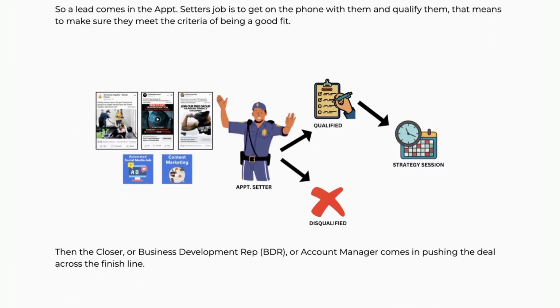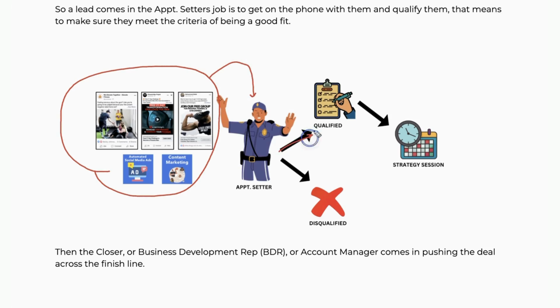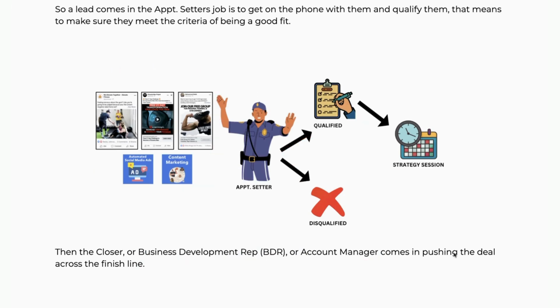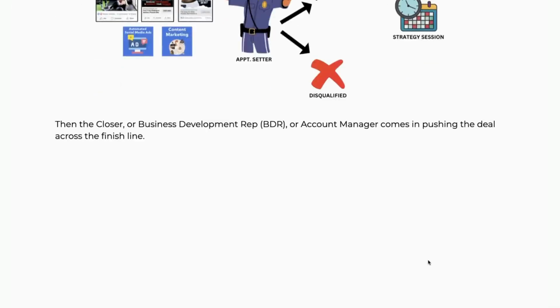Let's walk through what that process looks like. The lead comes in from a paid advertisement or content marketing. Think of the appointment setter as a traffic director or a conductor. From there, they ensure that the lead is qualified or disqualified. If it's disqualified, they're not going to move further. If they are qualified, then they're going to schedule a strategy session with the closer. Then the closer, a business development rep, or an account manager comes in and pushes the deal across the finish line. That's the dynamic of appointment setting and how that process works.